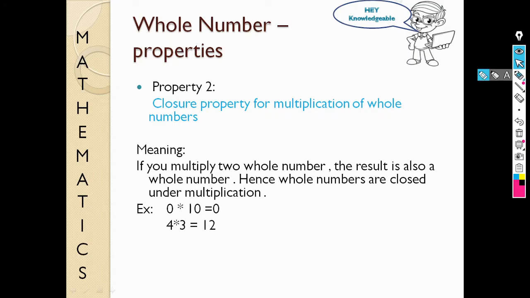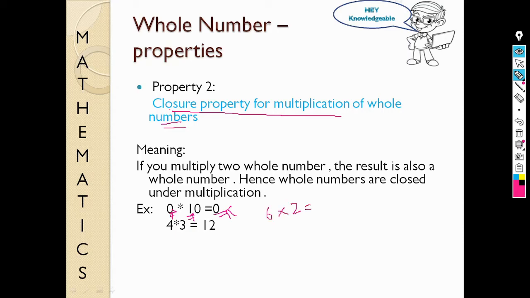Now coming to the second property. What the second property is telling is the closure property of multiplication of whole numbers. What that means is, if you multiply two whole numbers, the result is also a whole number. So suppose you are multiplying 0 and 10. This is a whole number, this is also a whole number, and the result is also a whole number, that is 0.